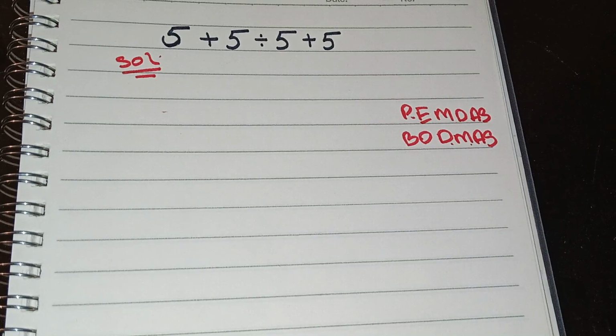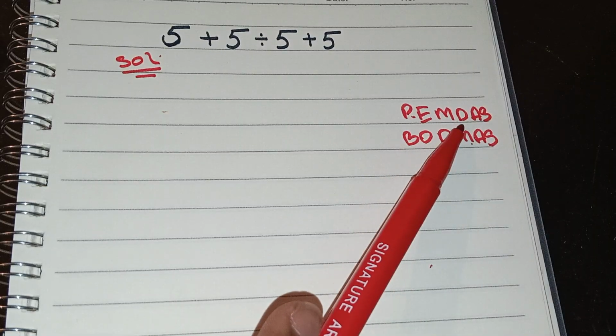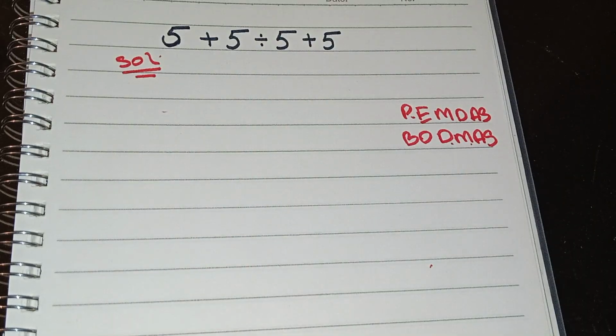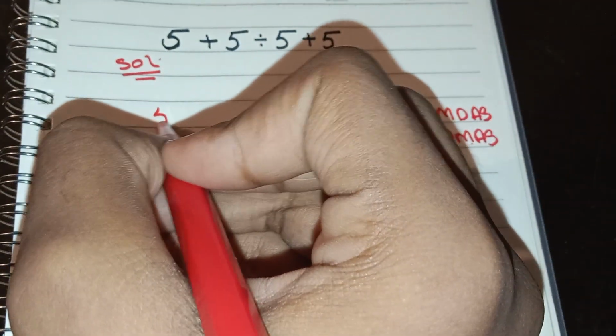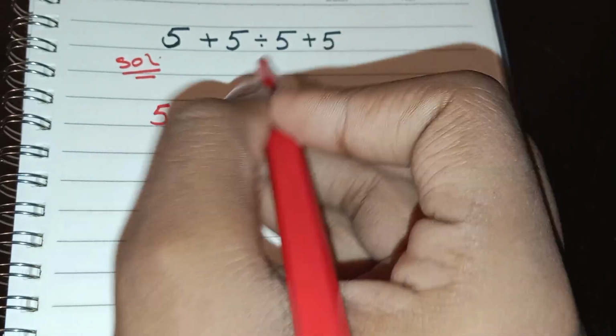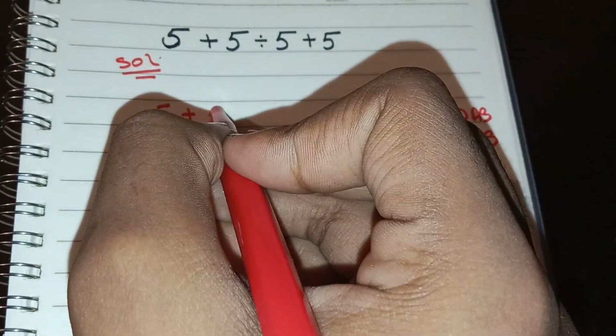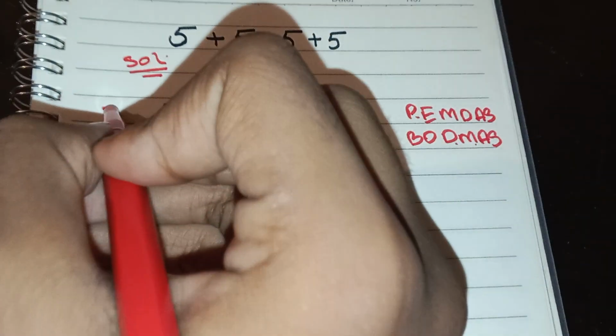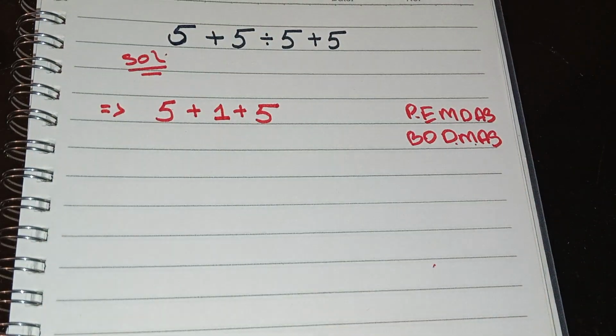How will we solve it? Let's go ahead. Firstly, multiplication and division. There is division, so first we will solve division. So 5 will be written as it is, plus 5 divided by 5 will give you 1, plus 5 will be written as it is. So our first step is done.